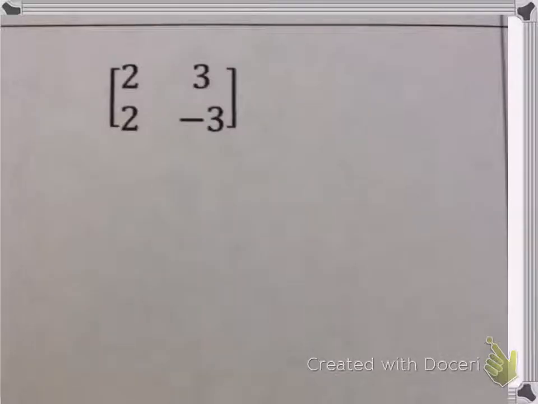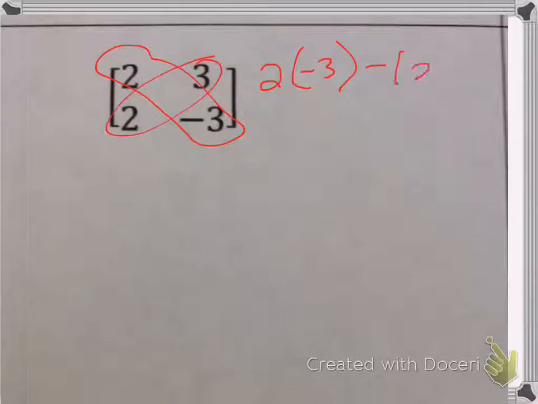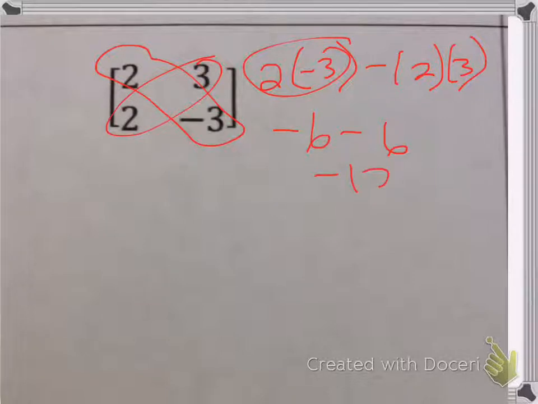All right, I think we have 2 more examples here. Let's see what happens. Right here on my determinant, I'm going to do 2 times -3. And then over here, I have 2 times 3. So this multiplies to a -6. This is a -6. And -6 minus 6 is a -12. So I would do 1 over -12.